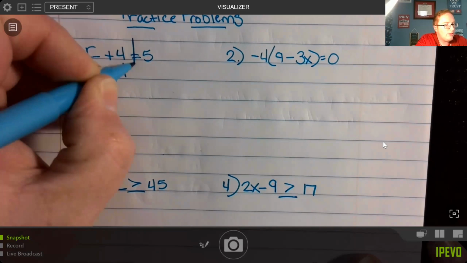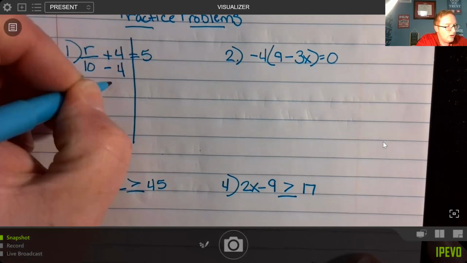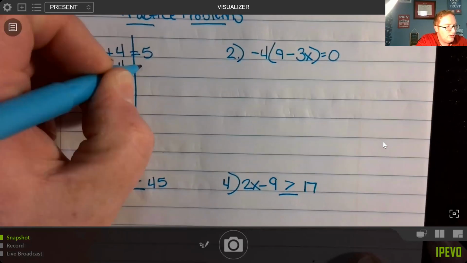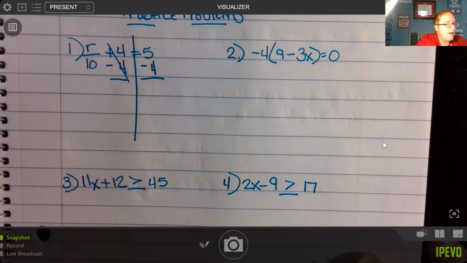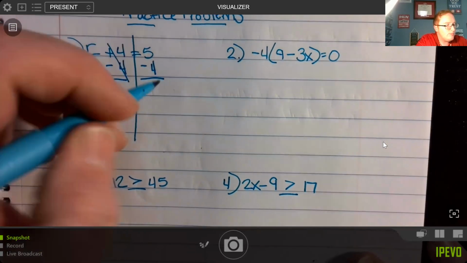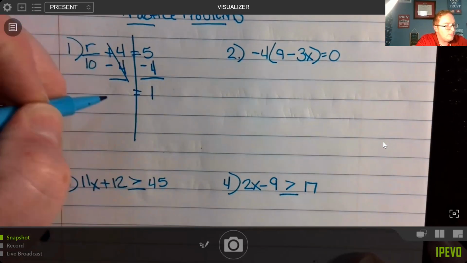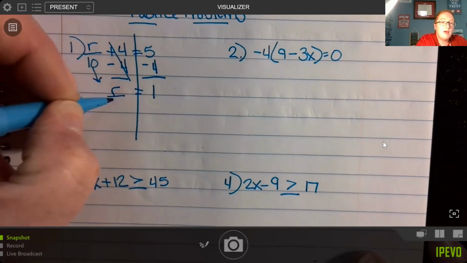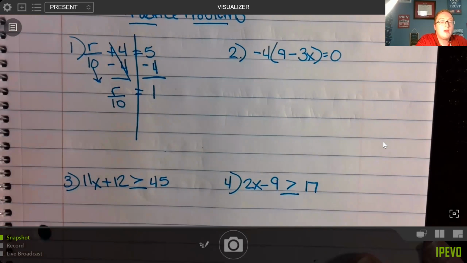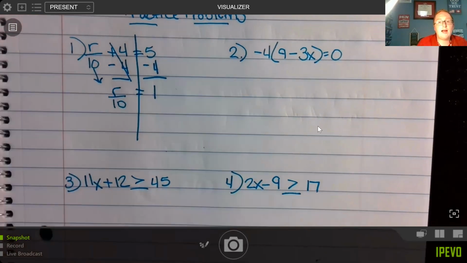I do like to draw the line through the equal sign. It just helps me keep up with both sides. So if I subtract 4 from both sides, 4 minus 4 goes away, and 5 minus 4 is 1. Then on the left side, I bring this down, and I have r divided by 10. Now to get r by itself, I have to do the inverse operation again. In this case, the 10 is dividing r, so I'm going to multiply both sides by 10.